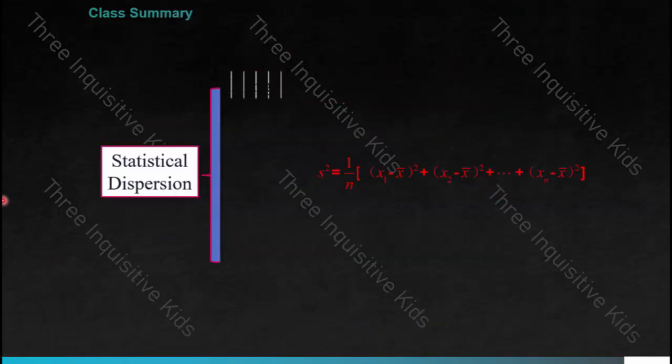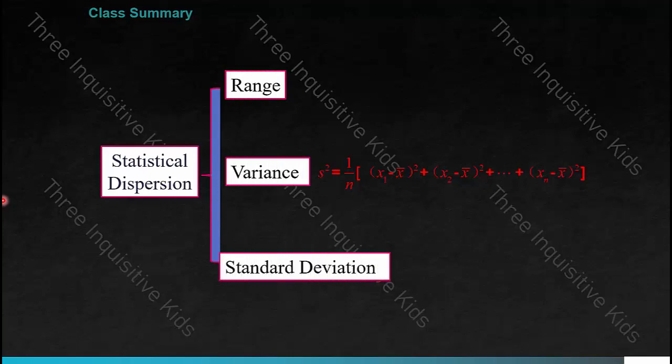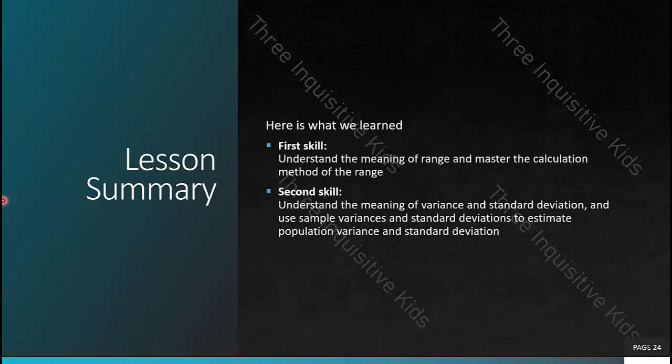Class summary. Today we learned all about statistical dispersion, range, variance, and standard deviation. Here's what we learned. Understand the meaning of range and master the calculation method of the range. Understand the meaning of variance and standard deviation and be able to use sample variances and standard deviations to estimate population variance and standard deviation.